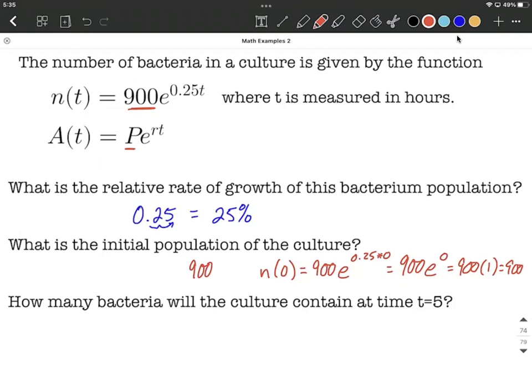All right, and the final question on this, how many bacteria will the culture contain at time t equals 5? So for this one, we're going to evaluate it. We're going to go N of 5. We're going to replace each of our t's with 5s. So up in the exponent, we're going to be multiplying 0.25 by 5. Now we could do some simplifying down, but we're probably going to get the calculators out along the way and get those to do most of the work for us.